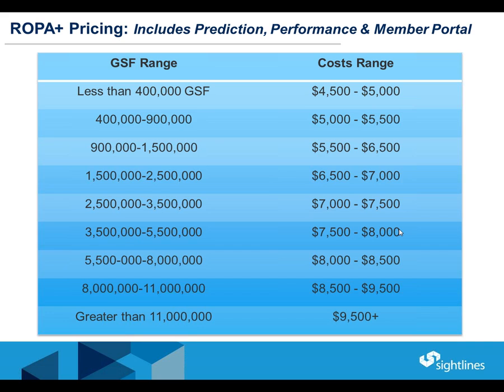So we've tried to keep these pretty modest. They've been scaled by size of campus so that you're able to take advantage of some of these key capital planning tools and these performance dashboards, these performance metrics, and be able to purchase this as part of your ROPA renewal. The reason we're having the webinar now is that many of you are coming up for renewal, and we want to encourage you to take advantage of ROPA Plus and this ROPA Plus pricing.